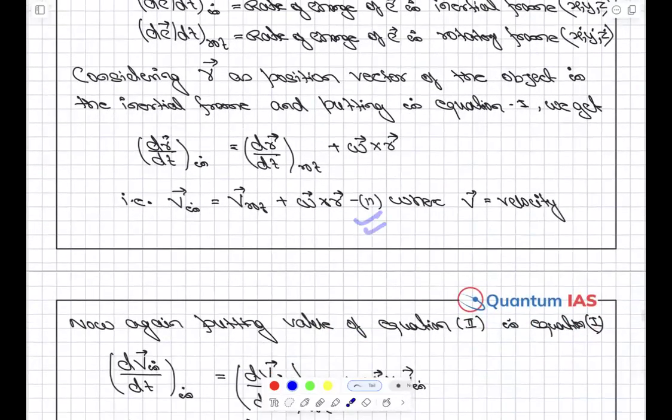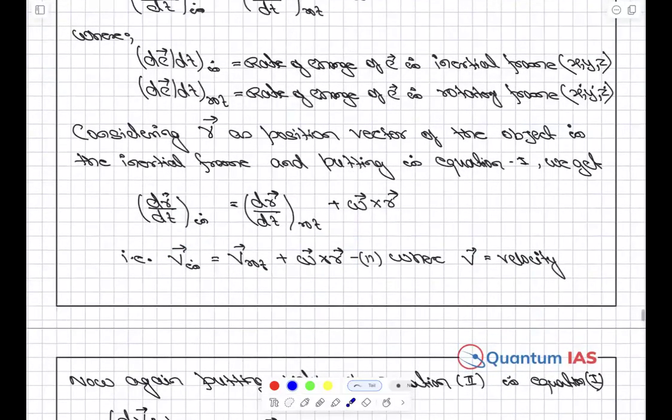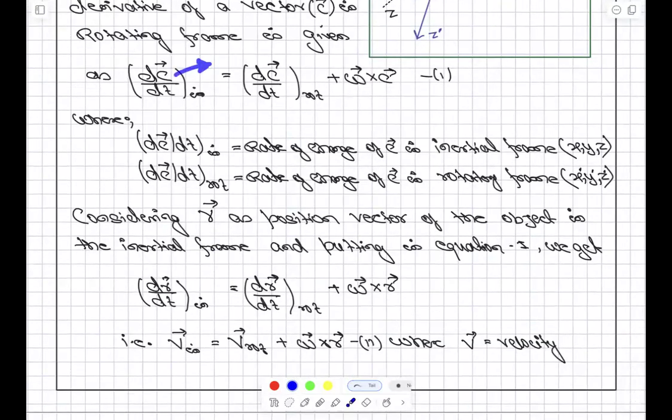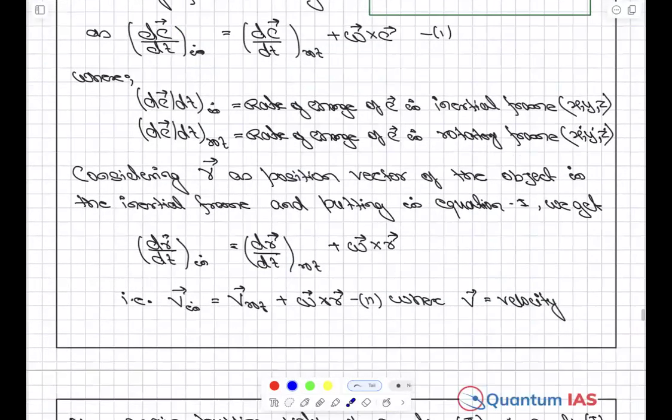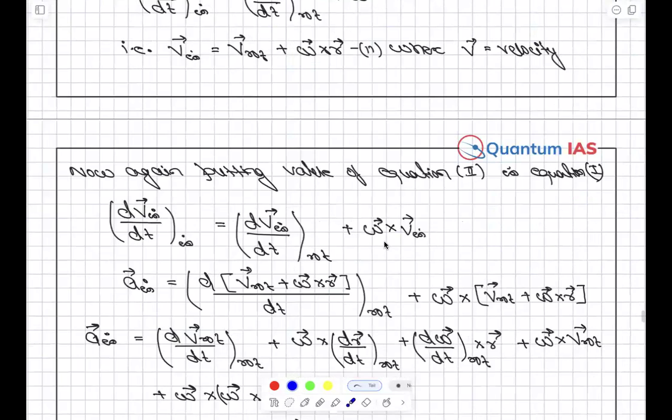Now what I'm doing, just put this equation again in this equation. And C is any vector, so C can be v also. So if you put here dv inertial by dt, what will it become? It will become dv inertial by dt rotational plus omega cross v inertial. Now let's just put the value of v inertial that we found here.